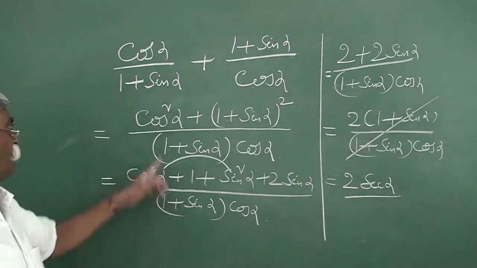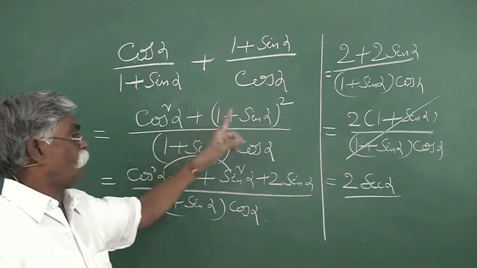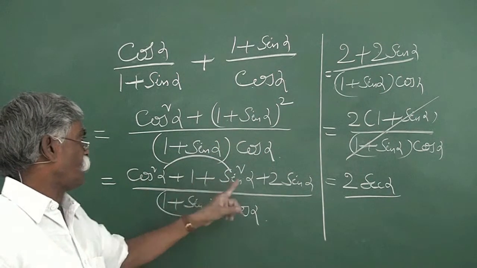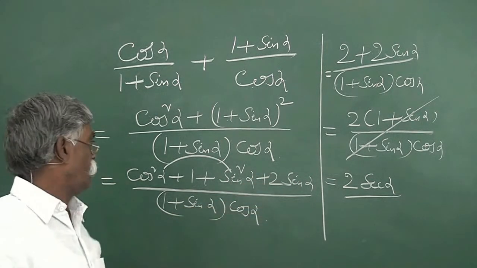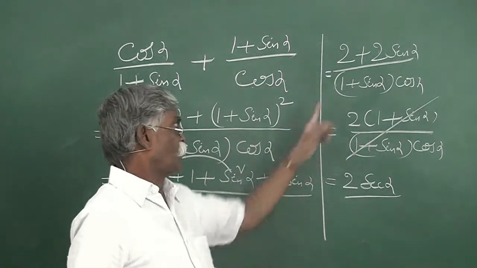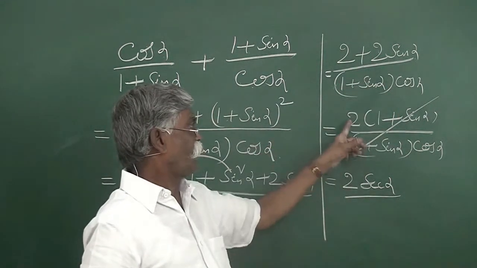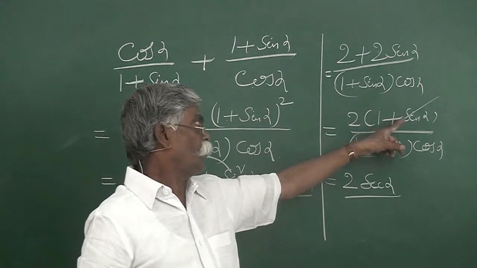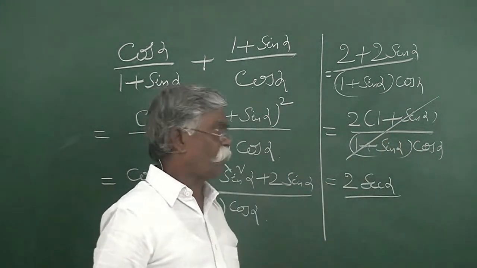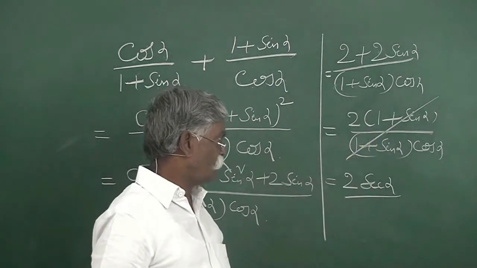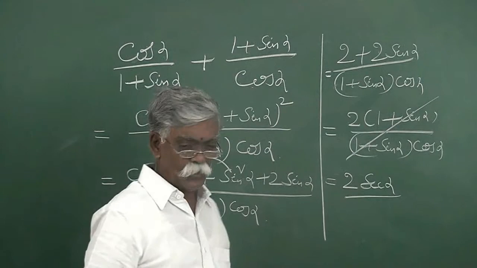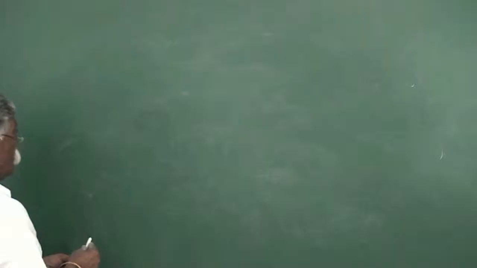Therefore, after taking LCM, this is cos square alpha plus 1 plus sin alpha whole square. On expansion, this is 1 plus sin square alpha plus 2 sin alpha. Cos square plus sin square 1, 1 plus 1 is 2, plus 2 sin alpha. 2 is taken as common factor. 2 into 1 plus sin alpha by 1 plus sin alpha into cos alpha. These two things get cancelled. So 1 by cos is secant. Therefore the answer is 2 into secant alpha.